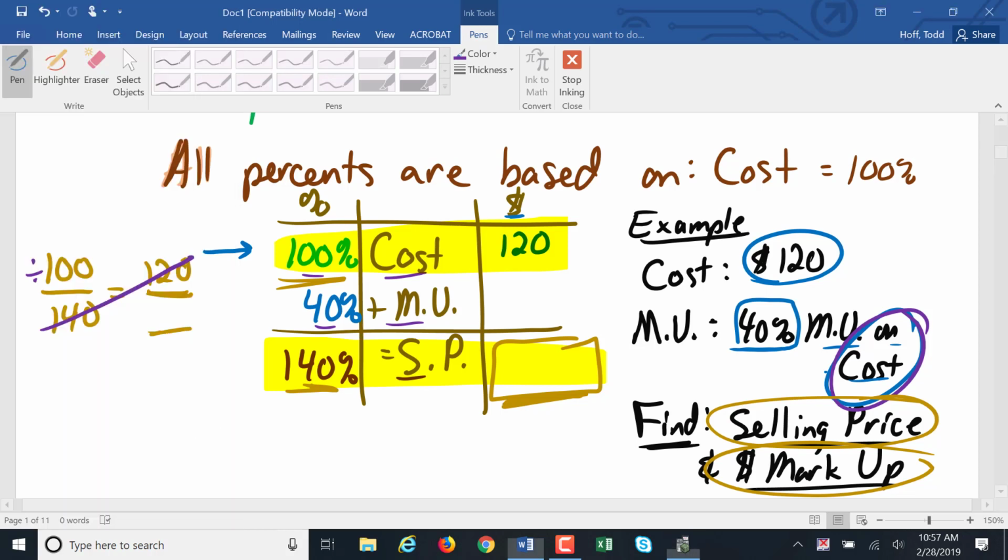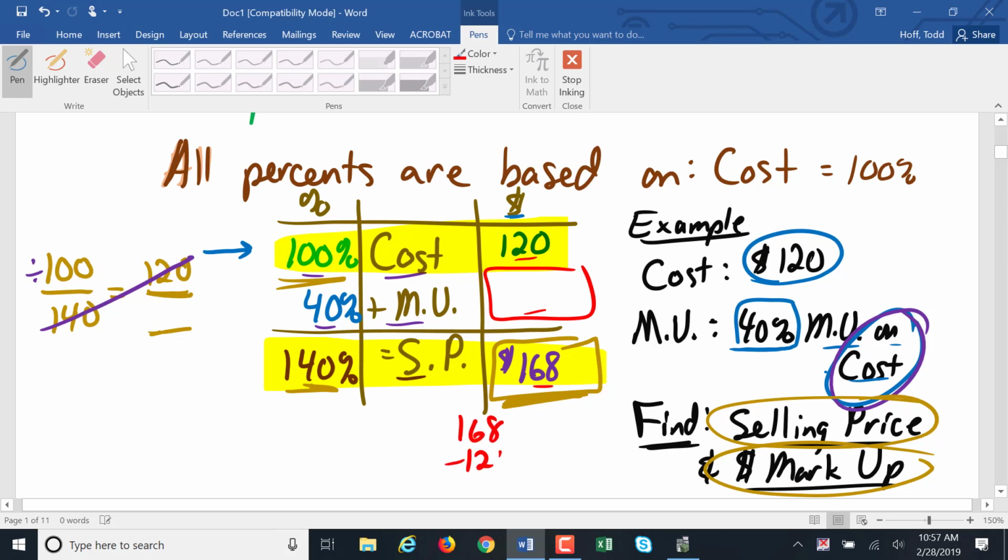Should give us $168. That's our selling price. Now to find the dollar markup at this point, we have two ways we can approach it. The easy way is simply going to be to subtract. We know that 120 plus that markup has to equal 168, so we could work backwards. 168 minus 120 gives us a $48 markup.